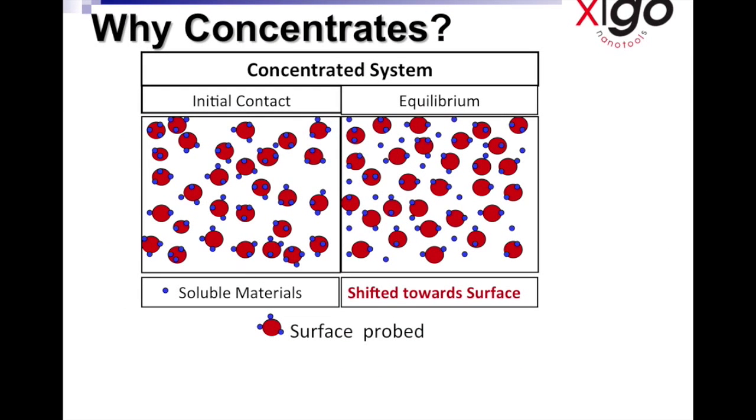So let's talk about why you should want to measure concentrates. What's important about them? In this picture here, on the left-hand side, I've said it is initial contact. So what we're saying here is the initial suspension as you make it, and what you see are little particles in red, and the little blue dots are essentially what I call the surface chemistry nature of the particle. Now this could be actual something absorbed on the surface.